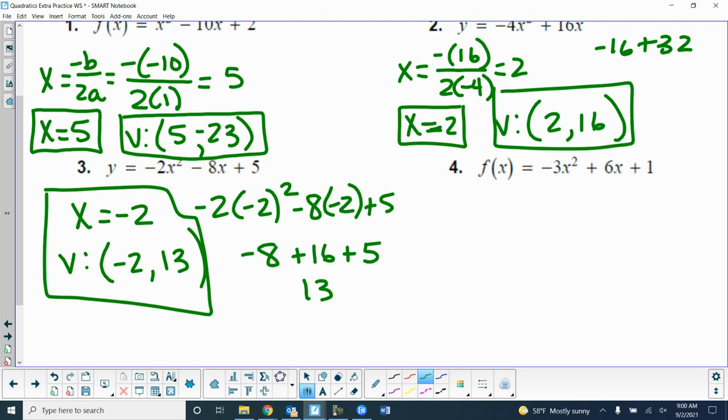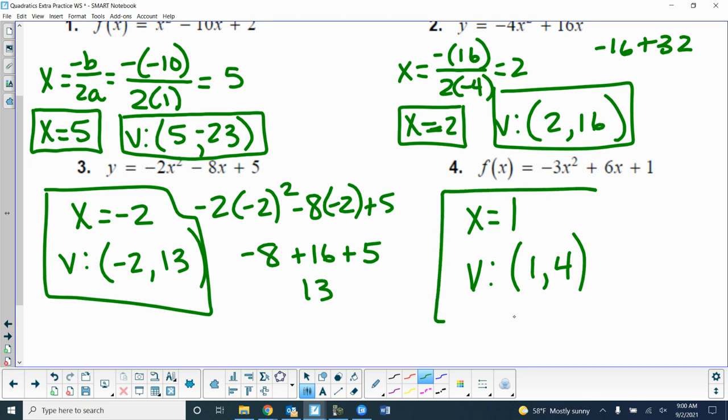Okay. Callie, what'd you get for 4? What's your axis of symmetry? 1. 1? You guys agree with her? Okay. Vertex, Callie? 1, 4, you mean? Yeah. You guys agree with that? Yeah, that is correct. Very well. Questions? No questions? All right. So those are the first 4.